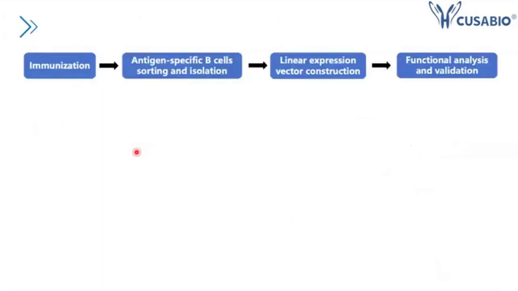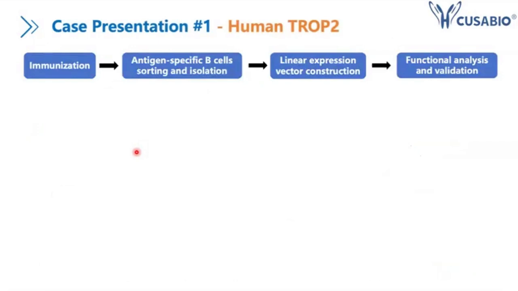So as I said before, for this part, I will show you 2 different cases. The first case is about a target called TROP2. TROP2 is a pretty hot and promising target in cancer treatment. We already finished this project, and the whole process is that we do the mice immunization, then we use the Phage to screen the antigen-specific B cells, and then after that, we do the linear expression and vector construction, then we do the functional analysis after the antibody recombination.